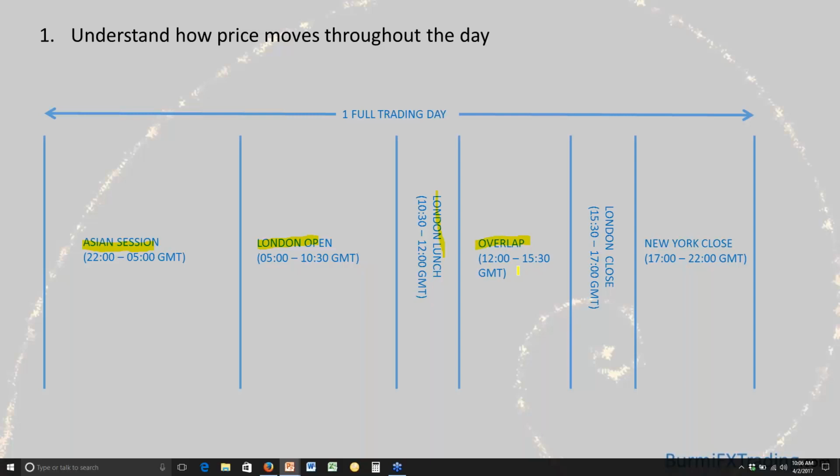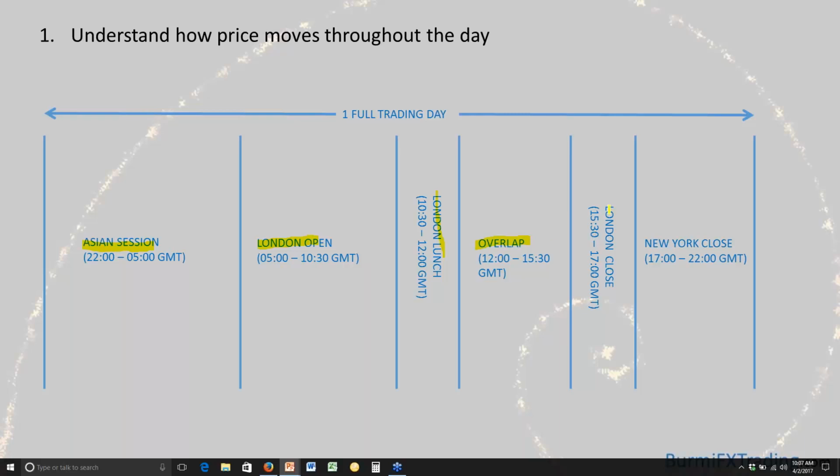Overlap session is the busiest session in the Forex market, because that's when London is still open. So that's when London is going, and at the same time, around 1200 GMT, we will see the North American markets open up. So we will see New York open up and London, so they both are trading at the same time.